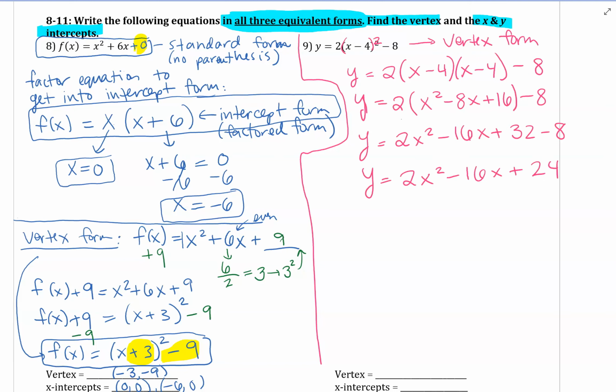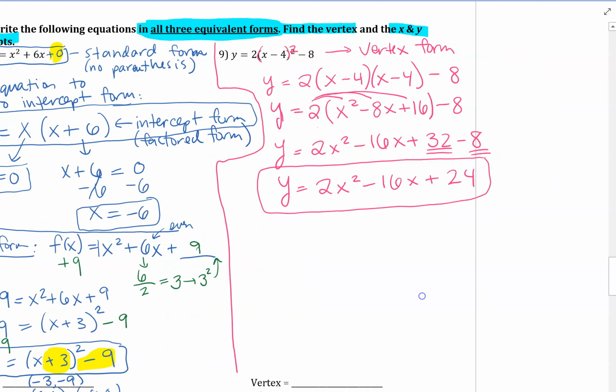So upon FOILing out (x minus 4)(x minus 4) and distributing the 2 and combining like terms, we end up with y equals 2x squared minus 16x plus 24. Since everything's been FOILed out and all like terms have been combined, this one is in standard form. Now that we're in standard form, we know the y-intercept. The y-intercept is going to be (0, 24).